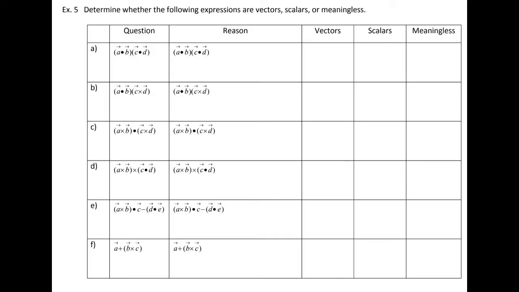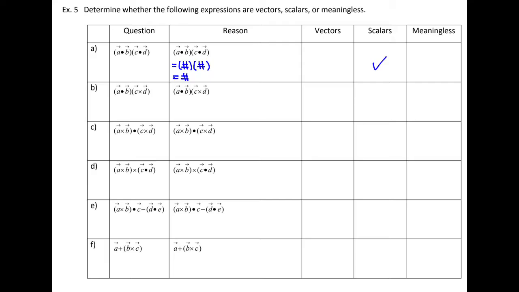Example 5. Determine whether the following expressions are vectors, scalars, or meaningless. So for part A, we have vector A dot B times vector C dot D. So we know for the first bracket, because that's a dot product, the value inside the bracket will be a scalar. And the second one, C dot D, is also a dot product. That means the result is also a scalar. And a number times a number is going to give a number. Therefore, we know the result is a scalar.